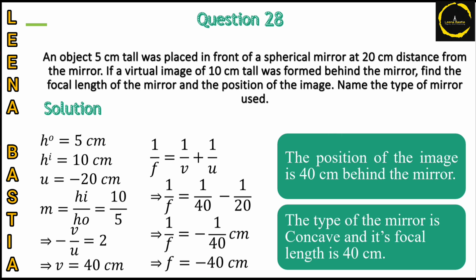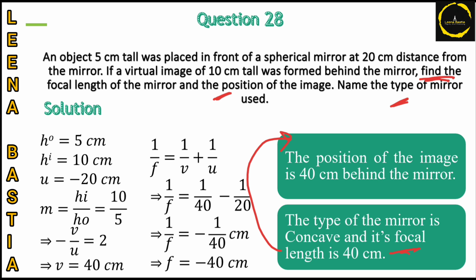Now just answer all the questions it has been asked. It is asking for the focal length, then the position of the image, v, and the type of mirror. So here first of all you should write the focal length. I have written it at the bottom, but you should better answer this in the beginning. So the focal length is 40 centimeter, you have to write.